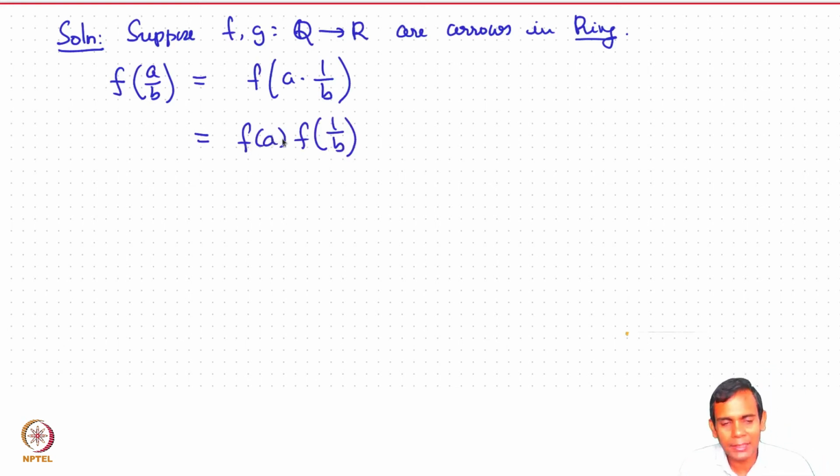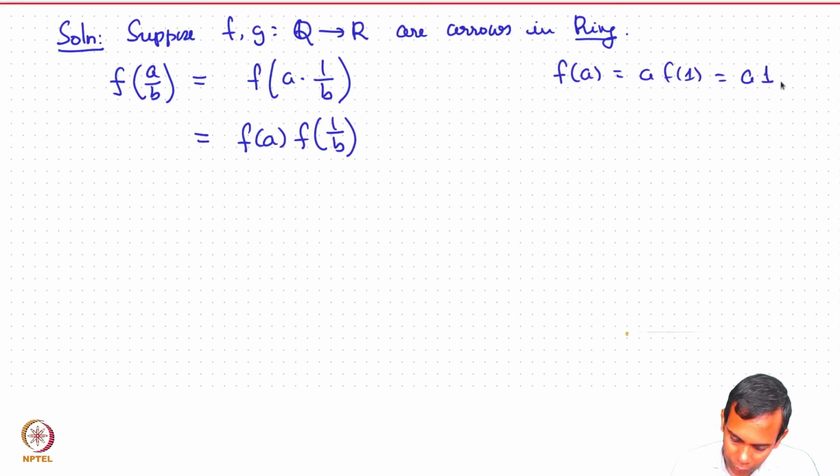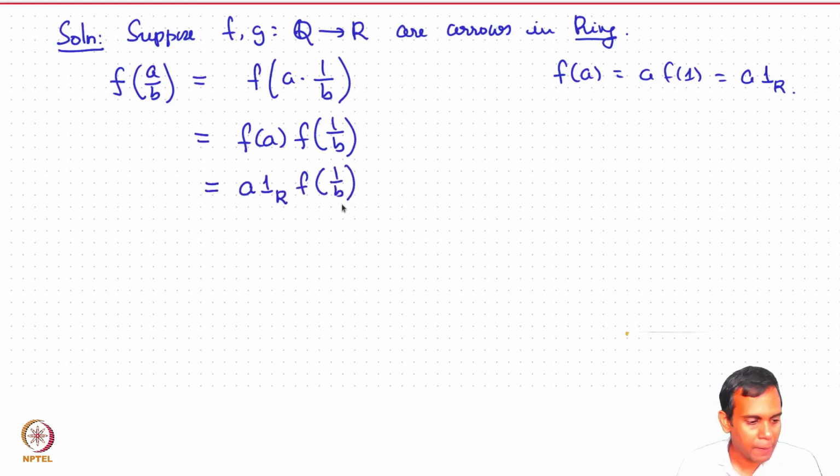If A is a positive integer, then A is 1 plus 1 plus 1 plus 1, and so F of A is A times F of 1, but F of 1 is 1 of R. And if A is negative, then it's the inverse, so you can again write that F of A is A times 1 of R. So this is A times 1 sub R, times F of 1 over B. For the same reason, this is equal to G of A. There's no difference between F and G. If F of A is forced to be A times 1 of R, G of A is also going to be A times 1 of R.